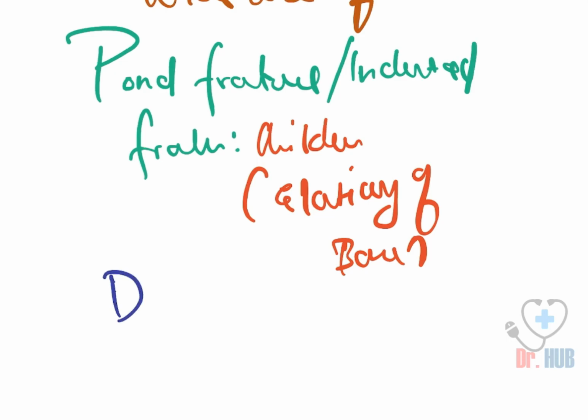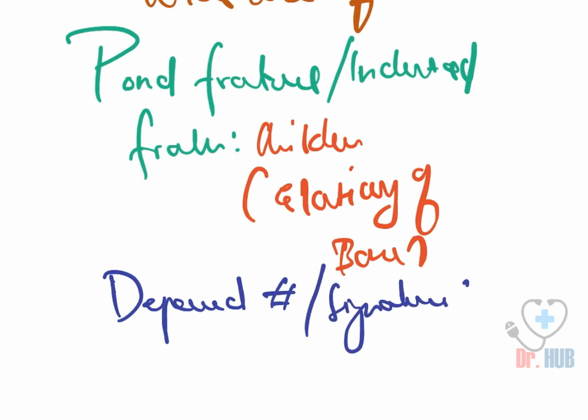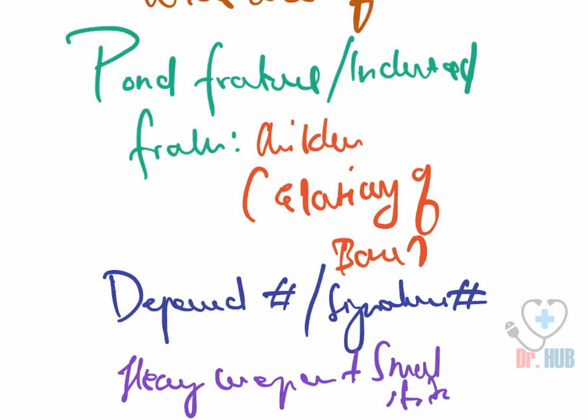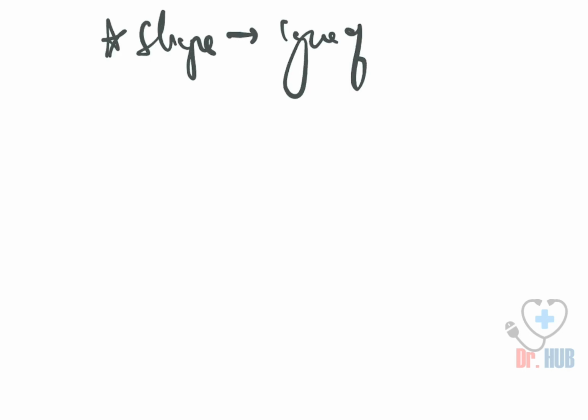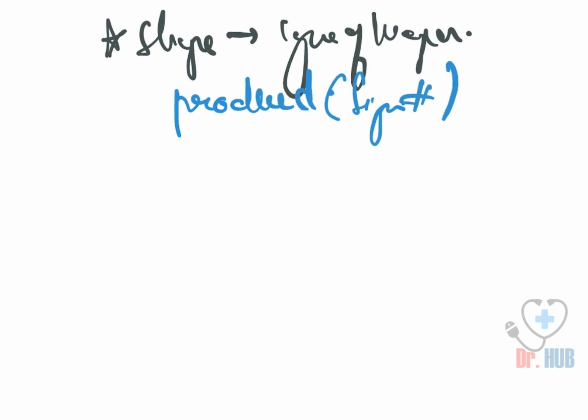Then we move on to the depressed fracture, also known as the signature fracture. It is caused by a heavy weapon with a small striking surface. Looking at the shape indicates the type of weapon which produced it. And this is nothing but the signature fracture.